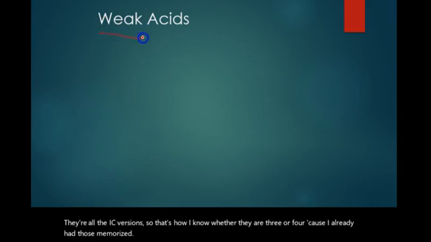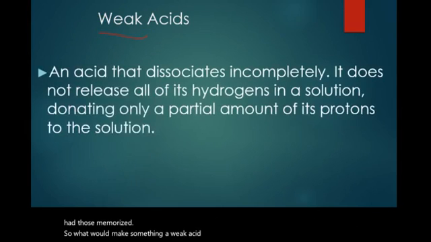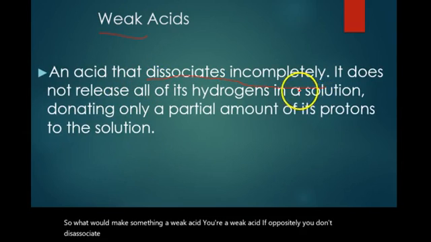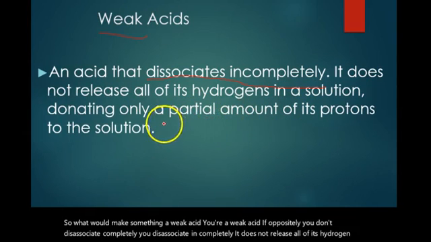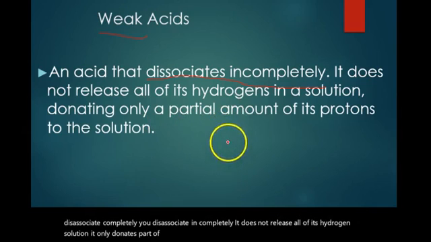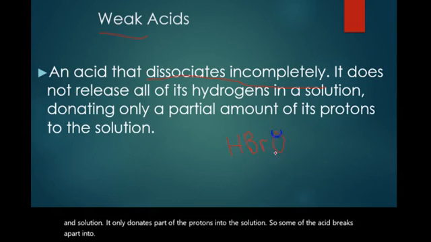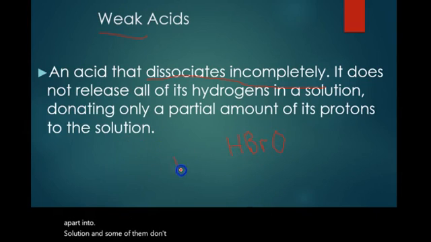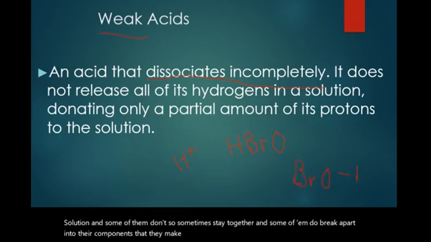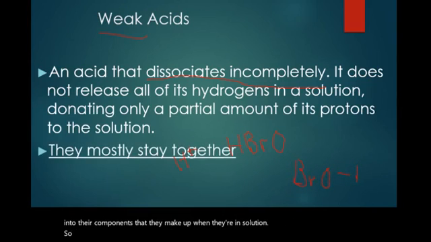So what would make something a weak acid? You're a weak acid if, oppositely, you don't dissociate completely. You dissociate incompletely. It does not release all of its hydrogens in solution. It only donates part of the protons into the solution. So some of the acid breaks apart into solution and some of them don't. Some of them stay together and some do break apart into their components when they're in solution. So they mostly stay together.